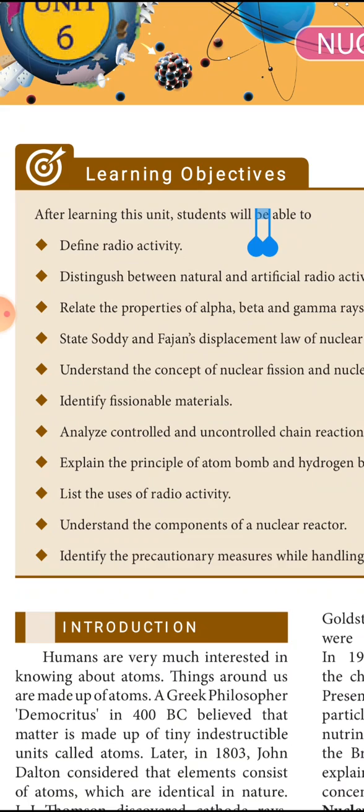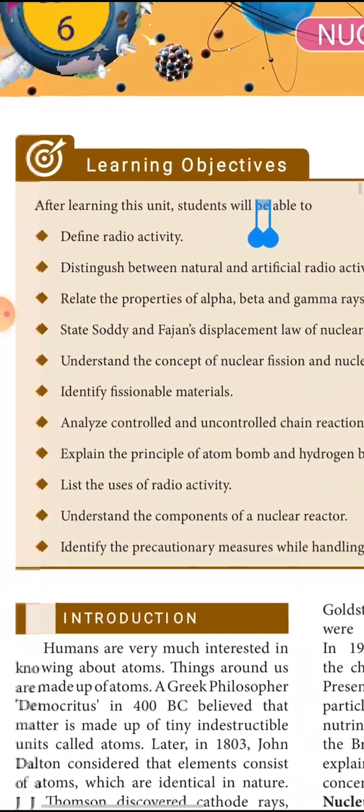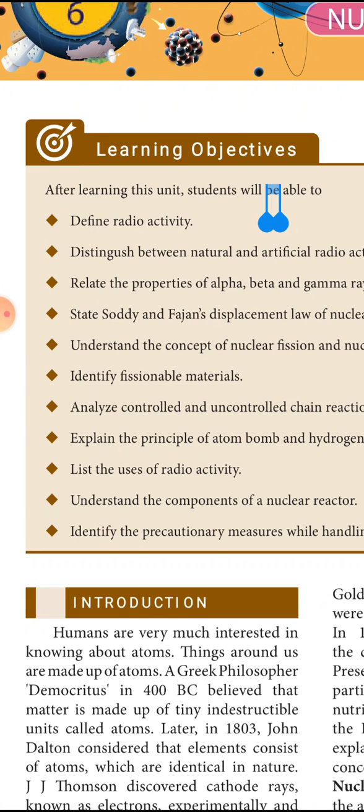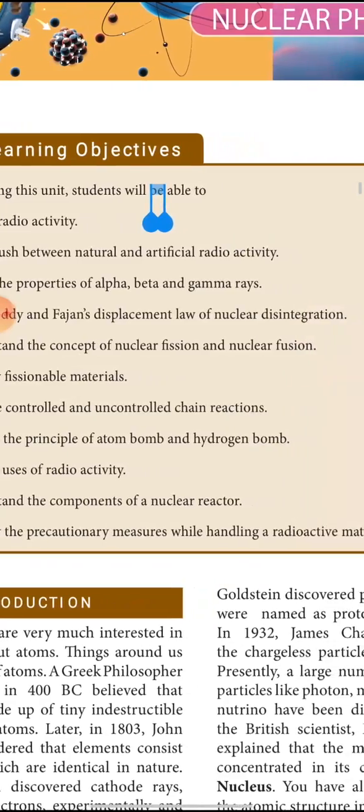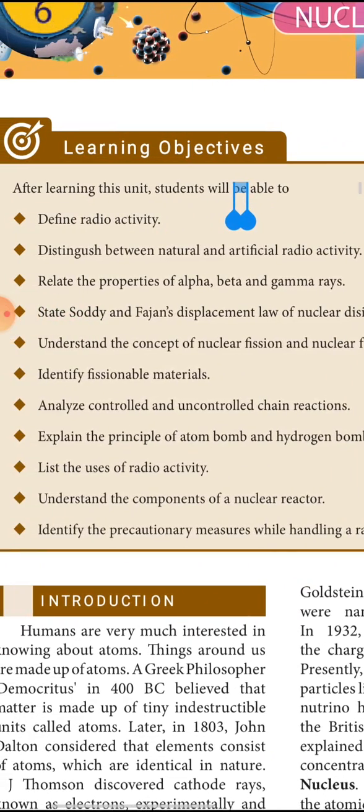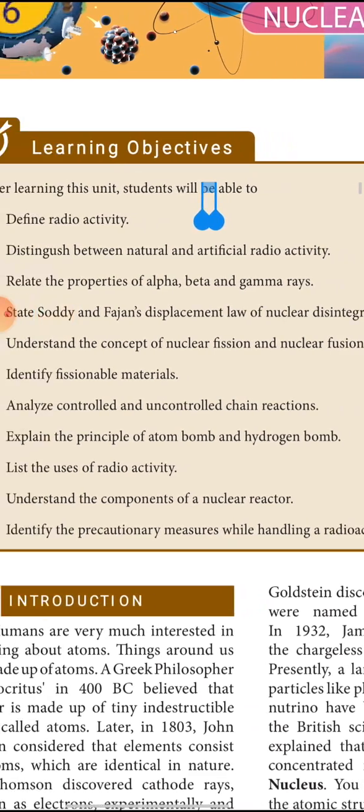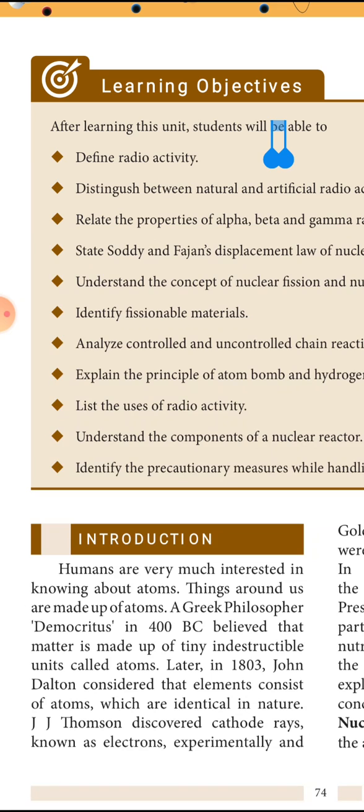Soddy and Fajans' displacement law, based upon disintegration, which is nothing but the nucleus emitting, that is, decaying by itself. Nuclear fission and fusion. Fission is a process which is used to make an atom bomb. Fusion is a process which is used to make a hydrogen bomb, not a bomb which you are going to use in your Diwali. This is a nuclear bomb.